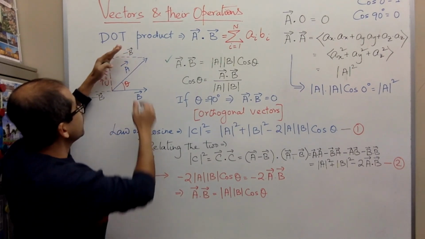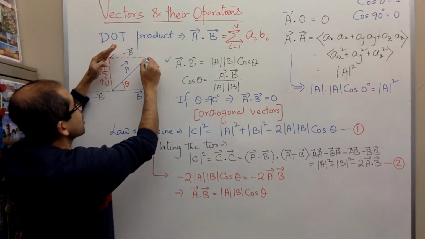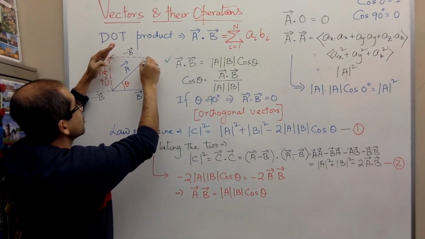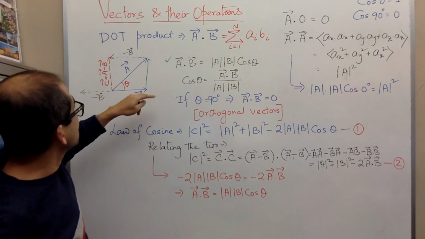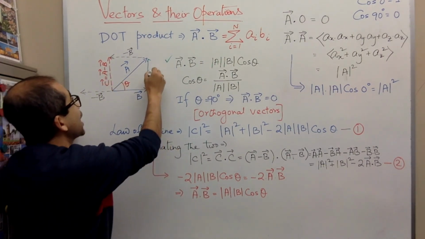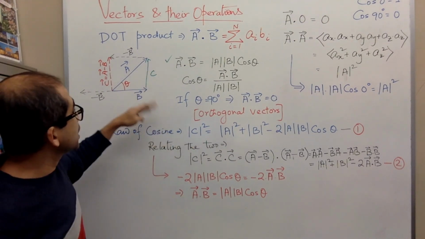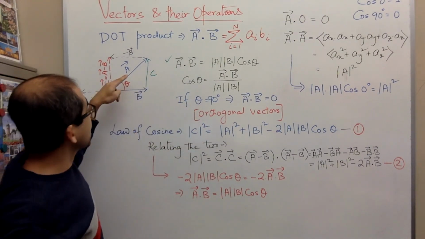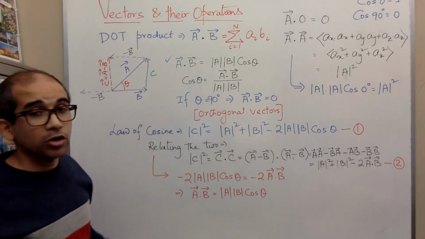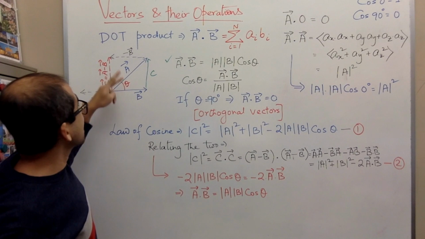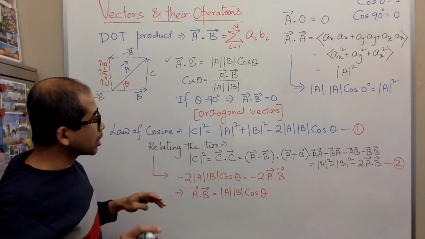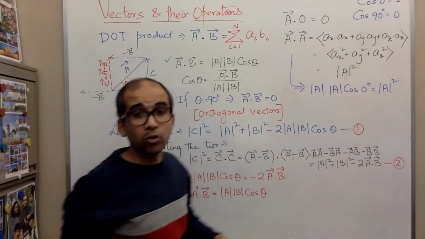It says if you know two vectors, then the third vector, which is like this, c. If you know these two and the angle between them, then you can calculate c. So it says mod c square equals mod a square plus mod b square minus 2ab cos theta. So if you know this and the angle between them, then you can calculate the value of c. Now, let's identify this as equation 1.